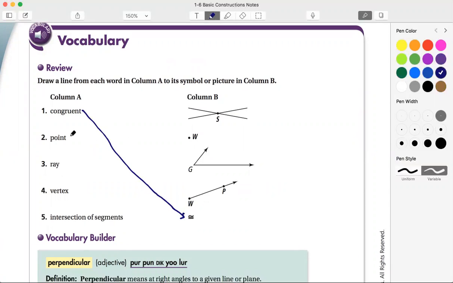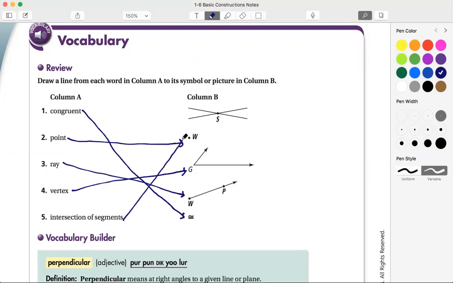Okay, which one represents a point? This is point W. Which one's a ray? Well, ray is right here, ray WP. And a vertex is, well, it's got to be right here, G. And intersection of segments, here are two segments, right there.